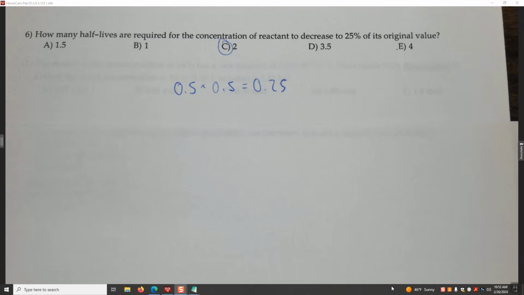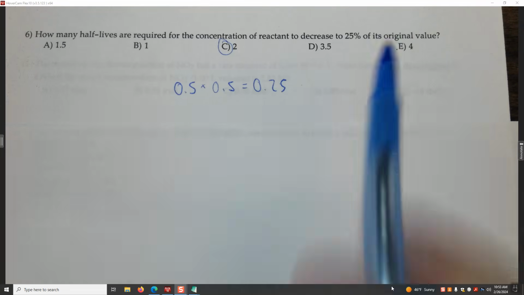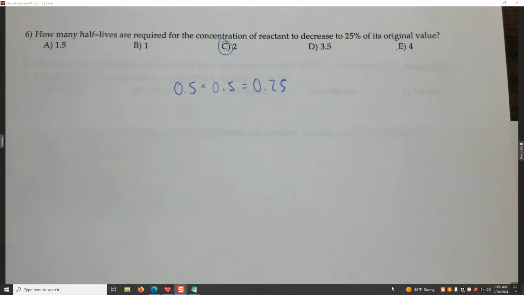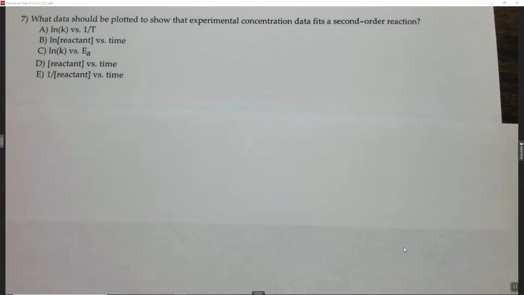We'll do a question a little bit later on where you don't have an even number of half-lives, and then the math doesn't work out quite this nicely. All right, it says, what data should be plotted to show that the experimental concentration data fits a second order reaction? This is something you just have to memorize, but if you are given the second order rate law, you can figure it out from that.